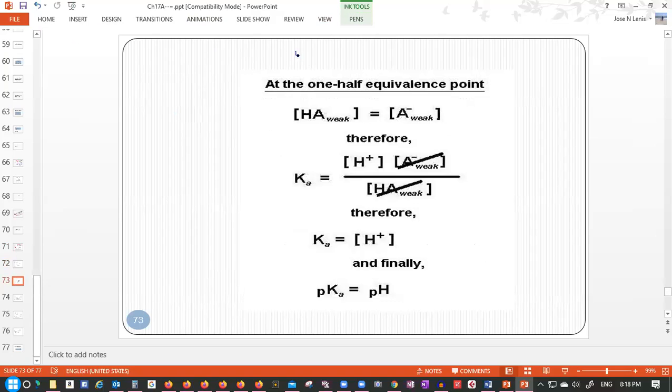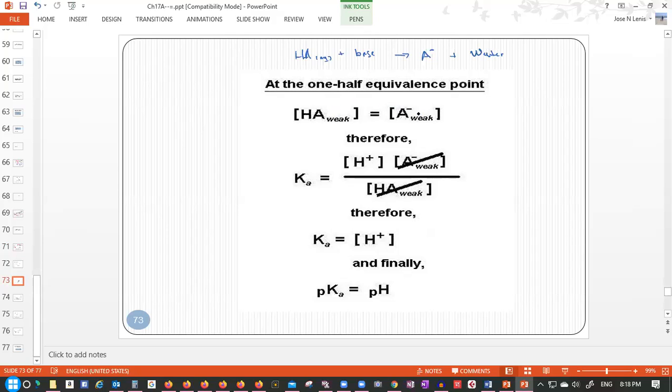So you have the weak acid, you are titrating that weak acid with the base, and it will form the salt containing the conjugate base of the acid plus water. So once you have titrated half of that, you will have generated also half of the conjugate base. So at half equivalence point, you have equal amounts of the weak acid and the conjugate base.